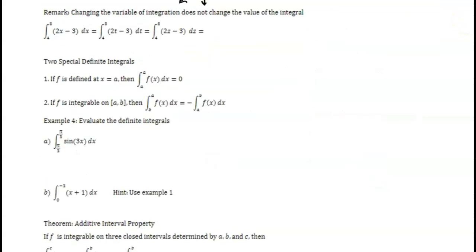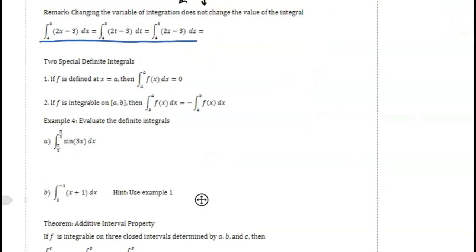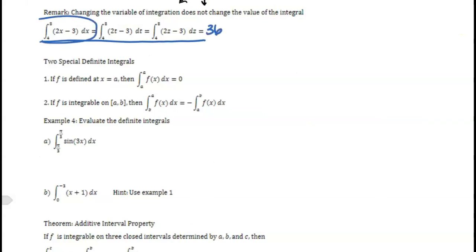A quick remark here, all of these integrals have the same value of 36. The first one is the exact same one that we just did. The only difference between the other two is that they're changing variables from x to t to z. Changing the variable of integration does not change the value of the integral. So it doesn't matter what you call the variable, as long as everything else stays the same. The limits on the integral, the upper and lower limit, and the integrand, what's on the inside of the integral, as long as those stay the same, the integral is going to have the same value.